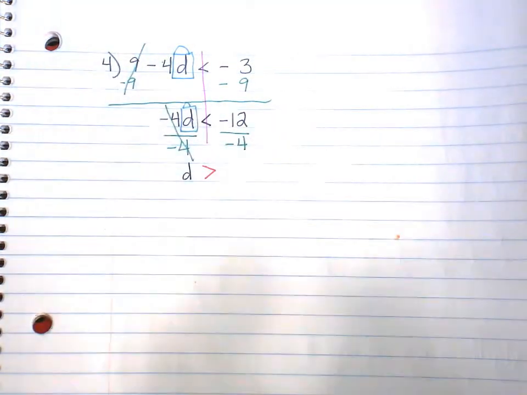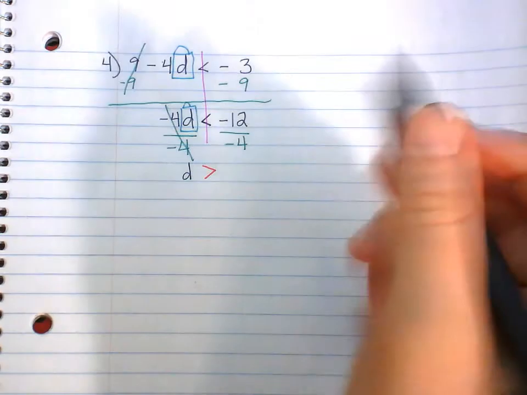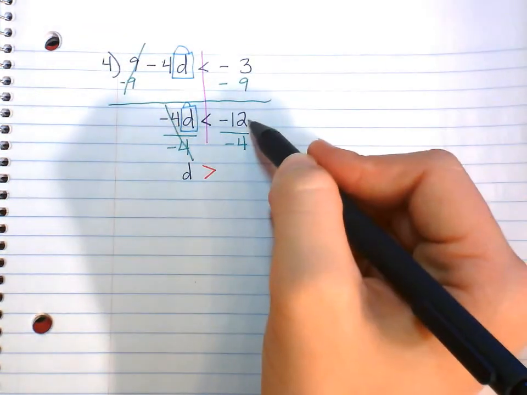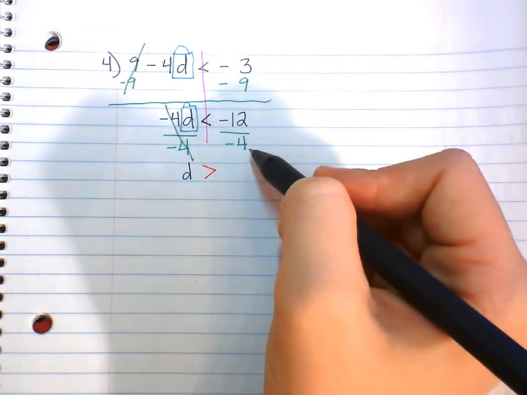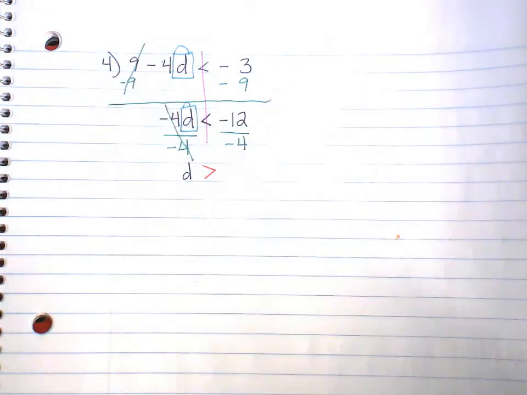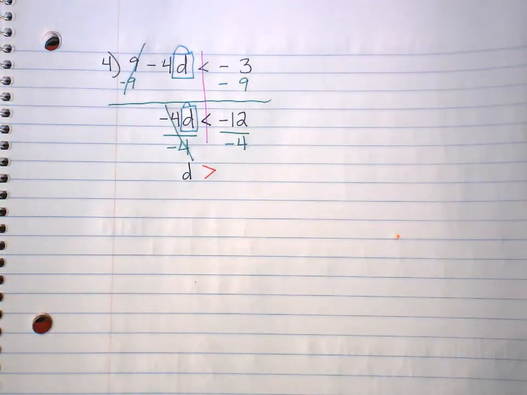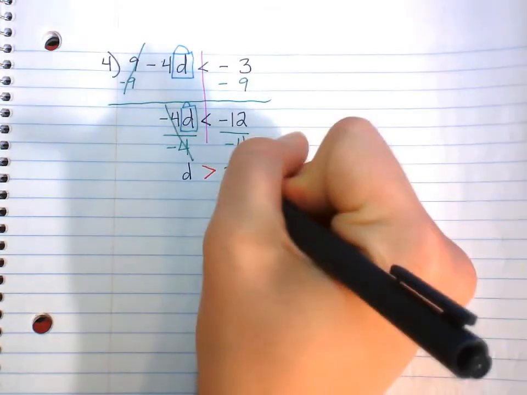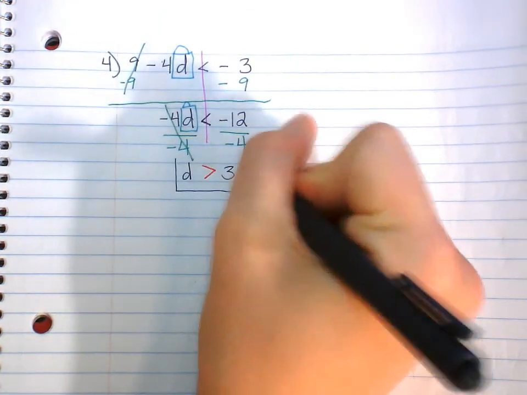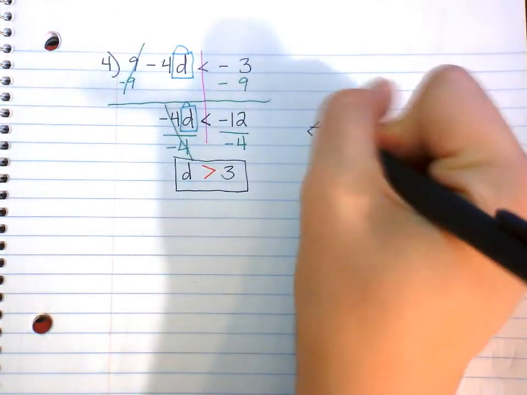Leaves us with 1d, so we just write d. We're lazy, we don't write the 1. Negative 12 divided by negative 4. Negative divided by a negative is a positive. 12 divided by 4 is 3. So d is greater than 3.